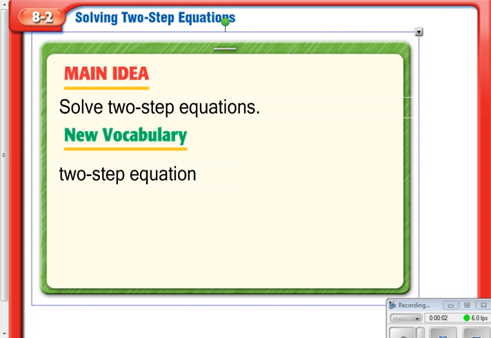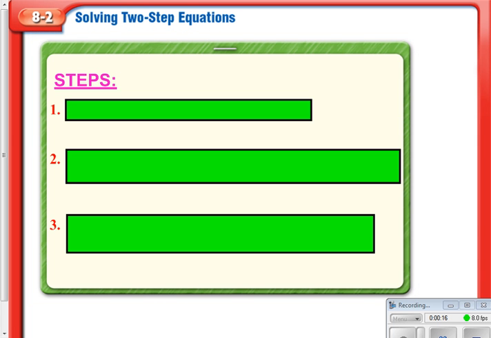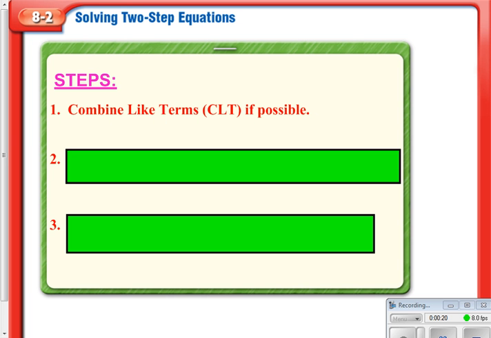Lesson 8.2 is on solving two-step equations. With solving two-step equations, we might add a third step on some of the problems, like we did with combining like terms. So you may need to combine like terms, giving us 3 steps. That being said, the first step for a two-step equation would be to combine the like terms if possible. So that would be our first step.